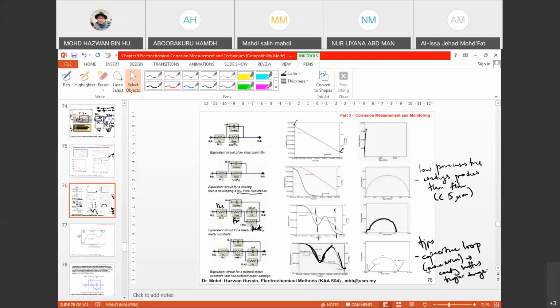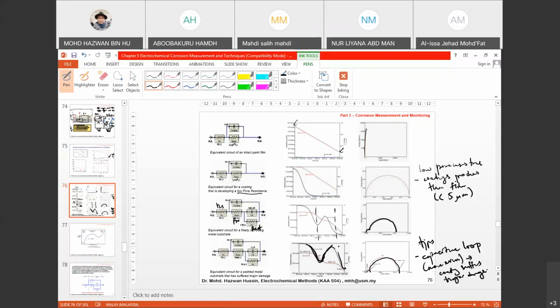Do the two shapes have the same Nyquist shape? Yes, the same Nyquist shape, you mean for this one and the previous one? Still the same, two semicircles. Almost the same. It's just that from the Bode plot you can see that here the shape is more complete, so it tells you that probably the coating has already been damaged.